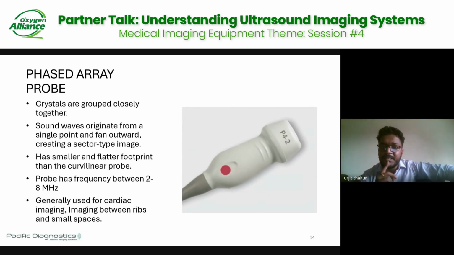And you have the phased array probe. In this, the crystals are grouped closely together, tightly packed within that small head. So the sound wave originates from a single point and fans outwards, creating a sector image similar to the previous probe. It has a smaller footprint than the curvilinear probe because the probe is very small, and the frequency is between 2 and 8, so again it has penetration as well. This probe is generally used for cardiac imaging and imaging through the small spaces between the ribs.